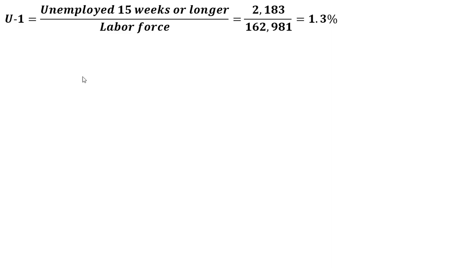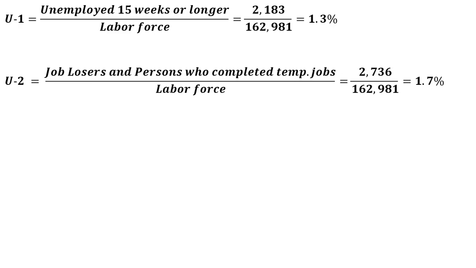Another measure of unemployment is U2, and this takes job losers and persons who completed temporary jobs as a percent of the labor force. And the U2 measure here is basically looking more at involuntary unemployment. You're excluding people that are unemployed because they voluntarily quit their job, or they're re-entering the labor market for the first time, or re-entering the labor market for the second or third time searching for a job. So in the United States, this measure of unemployment for June was 1.7%.